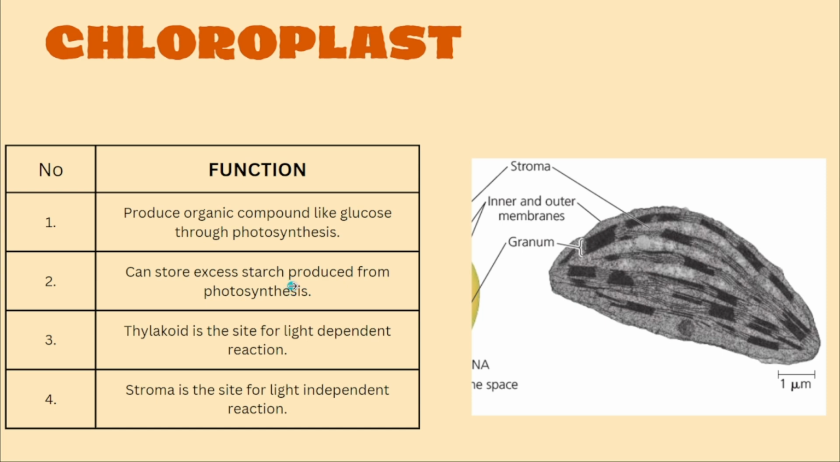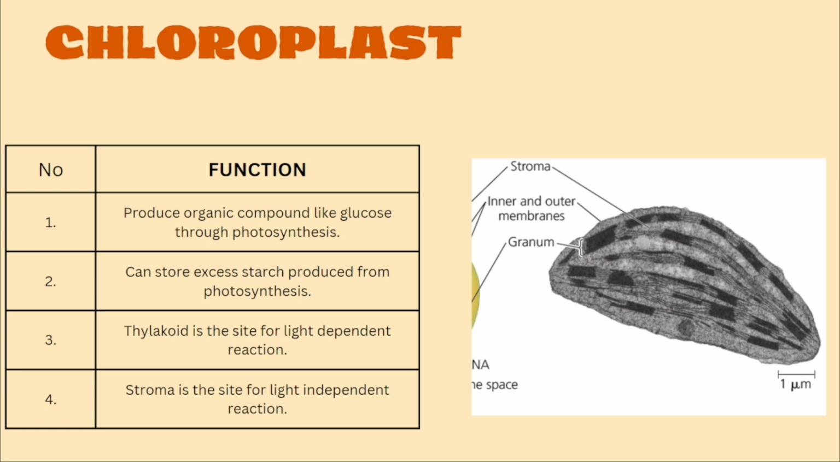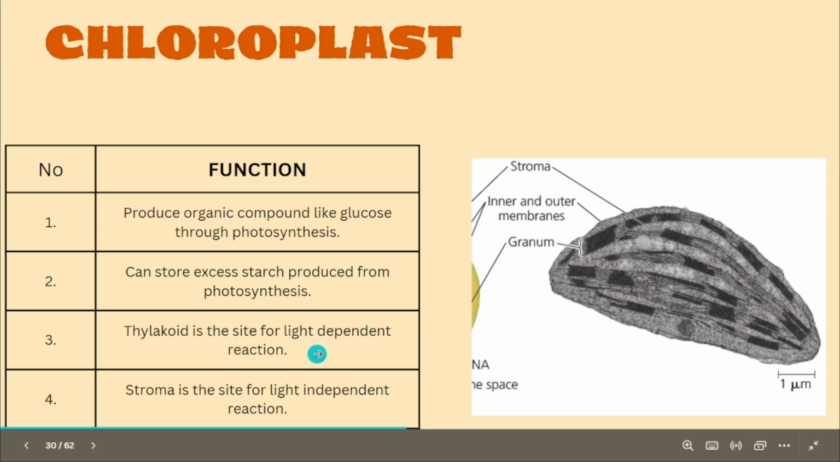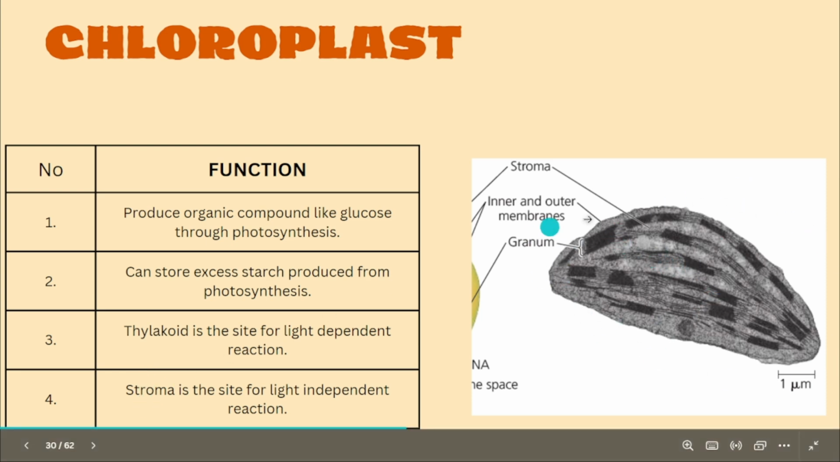and it can also store excess starch produced from photosynthesis. The major function is that it can carry out the light reaction and the dark reaction, which are the light dependent reaction and the light independent reaction. The similar terms: light dependent is the light reaction, light independent is the dark reaction. Normally the light reaction occurs in the thylakoid within the granum, this black part here. And the stroma, the surrounding gray part, is the place where the light independent reaction occurs.